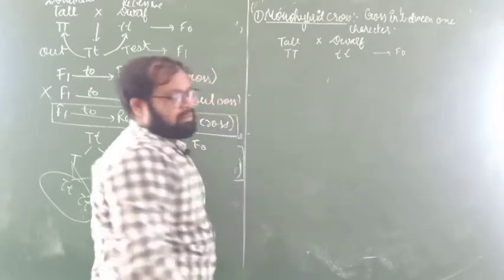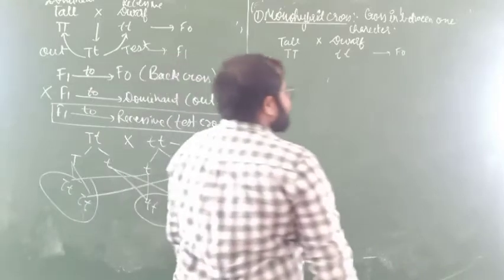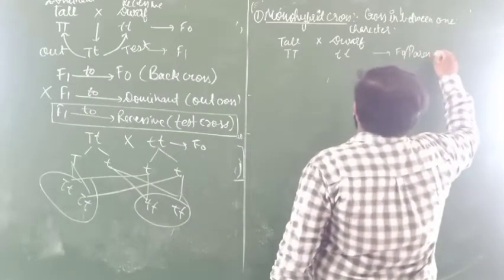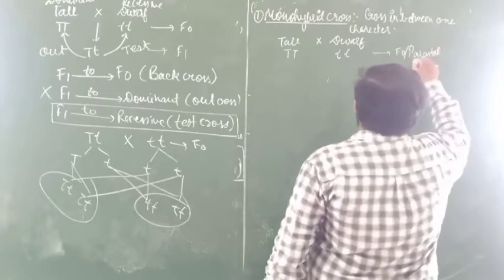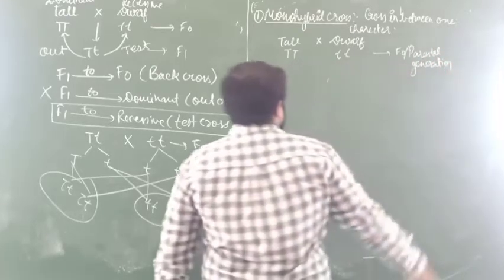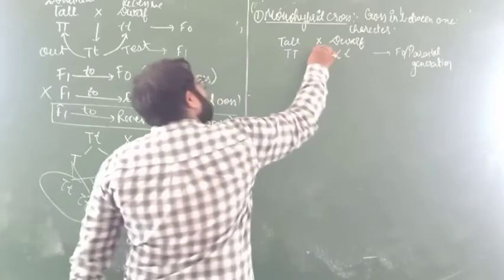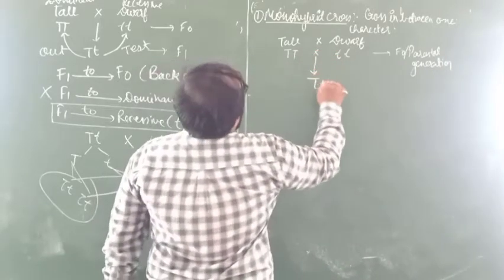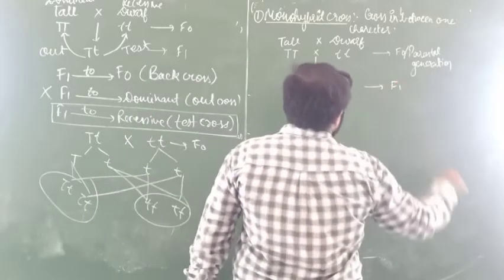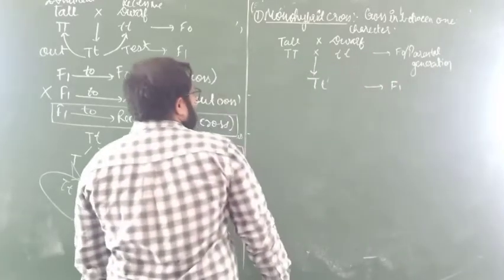Why am I saying parental generation? Because in most examinations it will be written as parental generation, so don't be confused. If we cross it, then in the F1 generation we obtain capital T small t. This one is the F1 generation. Simple as that.